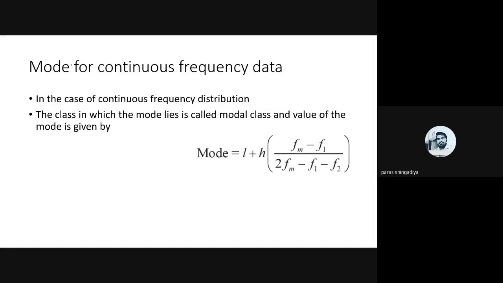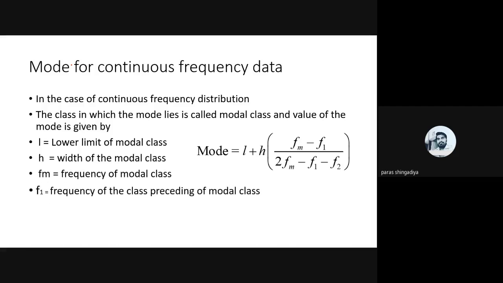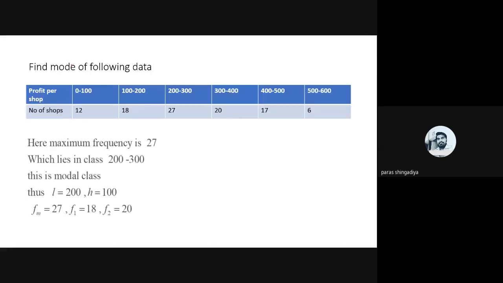For that, we'll first decide the model class by taking the class interval with the maximum frequency. That will be the model class, and then we can decide the lower limit L, size h, frequency fm, f1 and f2. f1 is the frequency of the class preceding the model class, and f2 is the frequency of the class succeeding the model class. Then use the formula: mode is equal to L plus h times (fm minus f1) divided by (2fm minus f1 minus f2). This formula will work for continuous frequency class intervals.